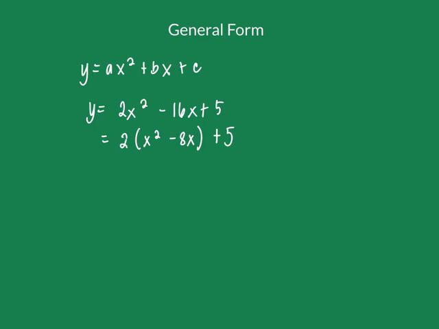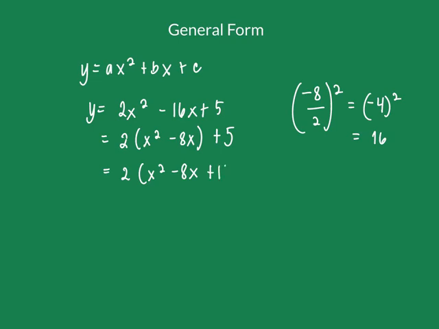Next, we complete the square. So our linear term's coefficient is negative 8, so we divide it by 2 and then square the answer. So that's going to be negative 4 squared, which will give us 16. So that means we have to add 16 to x squared minus 8x. So that's going to be x squared minus 8x plus 16. And of course, since we added a 16, that means we have to subtract 16 times 2.